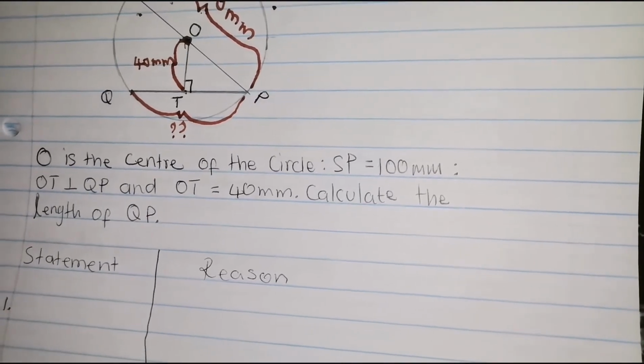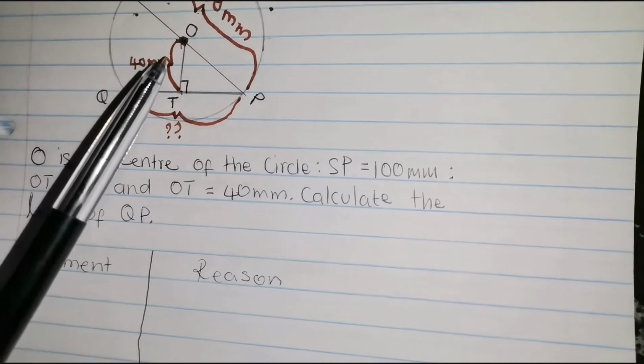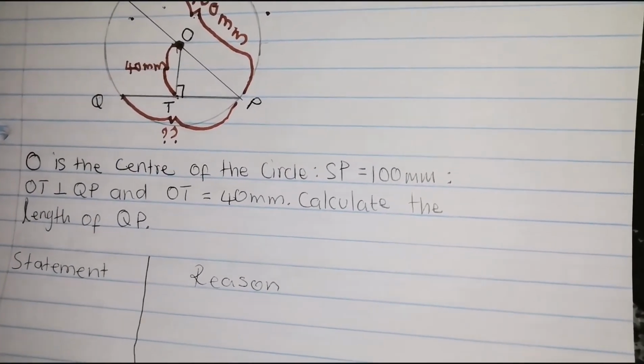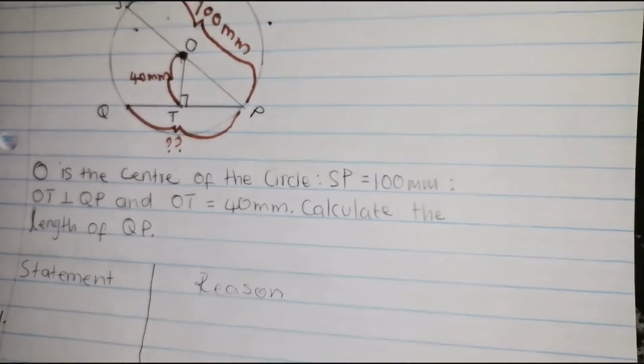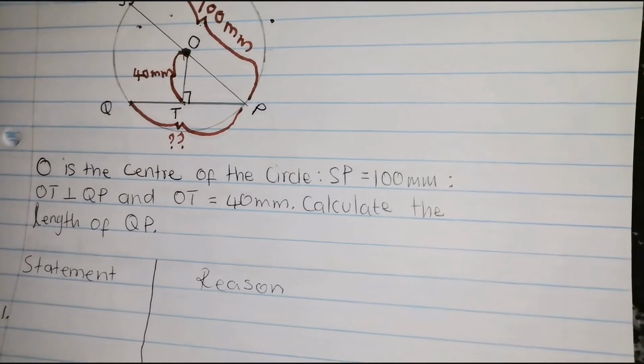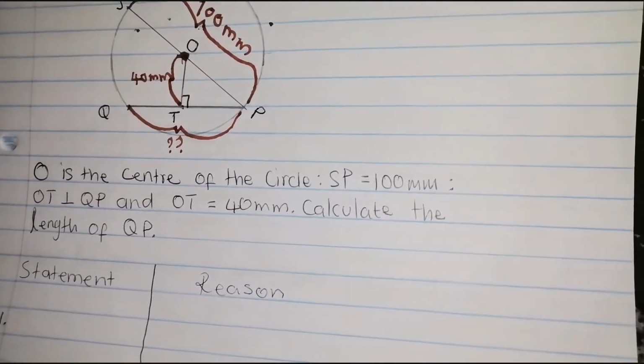According to some of you, you may think we don't have OP, we don't have QT, so why do you use Pythagoras? I'm going to show you how you're going to find the value of OP and TP. But let me just explain theorem number one. Let me go back to what I've just told you guys. We talked about radii.